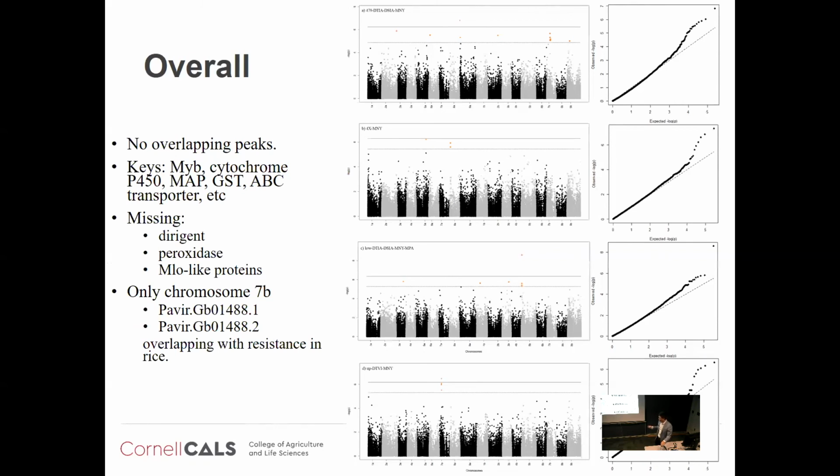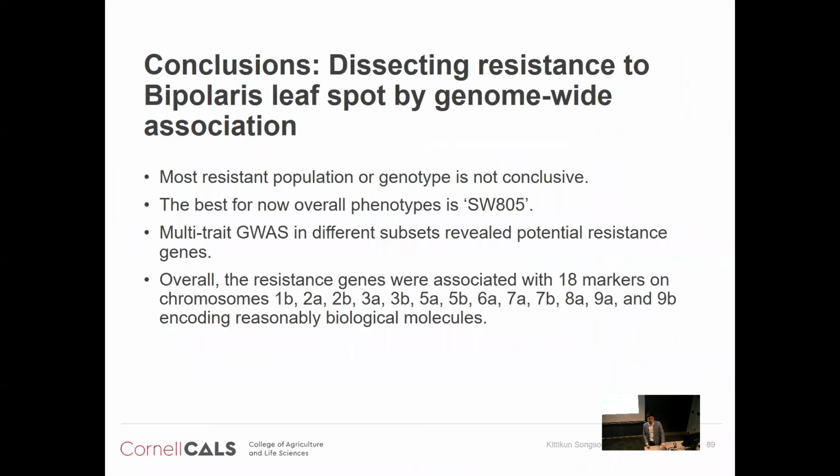But it's still missing some genes that I expected to see, like diligent, which is linked to lignin synthesis, the peroxidase, and MLO-like proteins. And the only peak on chromosome B from the 479 here is linked with the BLAST result from the rice.